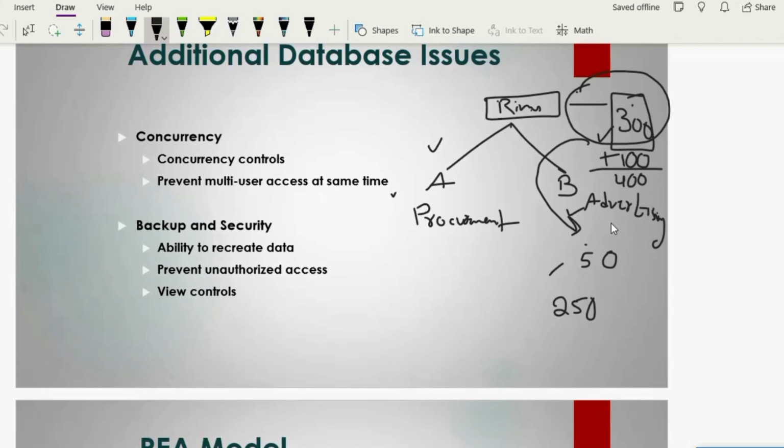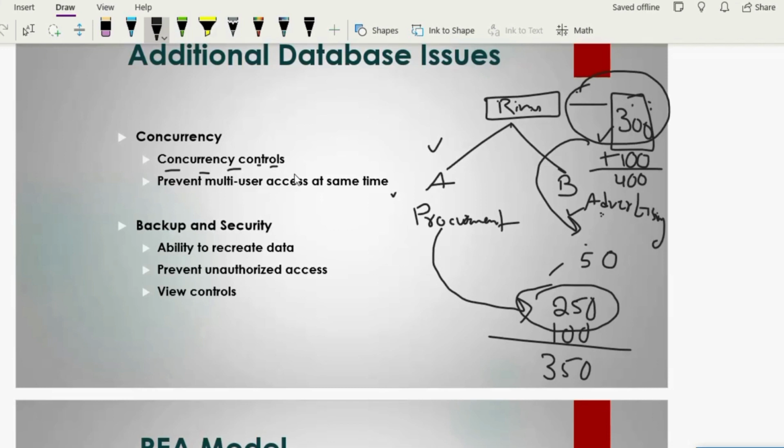Whoever is first, if the advertising department user approaches the information first, he should be using it, and he will be taking out 50 rims for the department's use, and the database will update the record in the inventory department with 250. Then secondly, the procurement department can access this transaction and add 100 more rims, and now an accurate record of 350 will be there. So this is known as concurrency. We should have concurrency control so that multiple users cannot access the data at the same time and create confusion. One by one people will be using the same record so that up-to-date information is there.